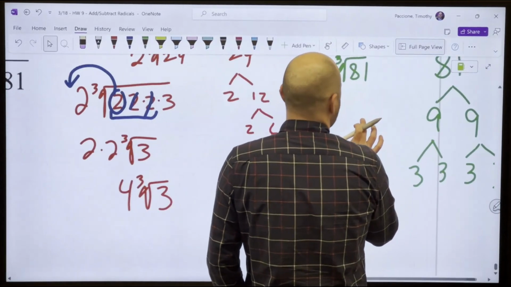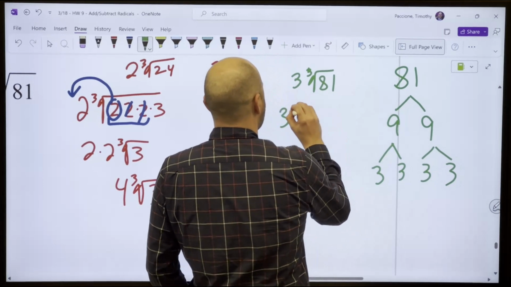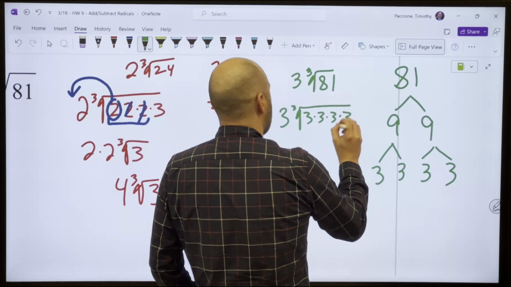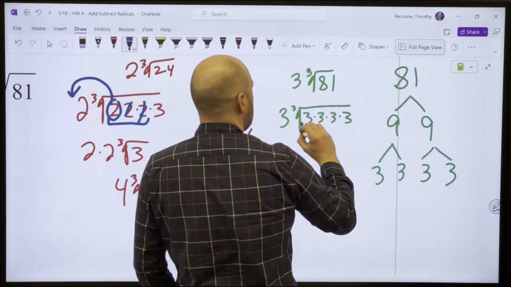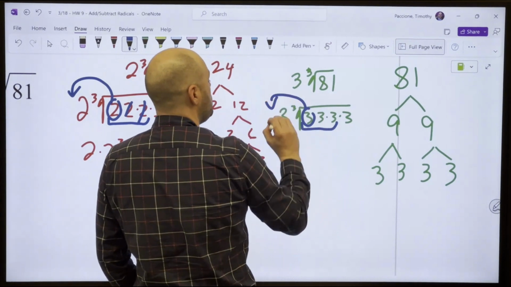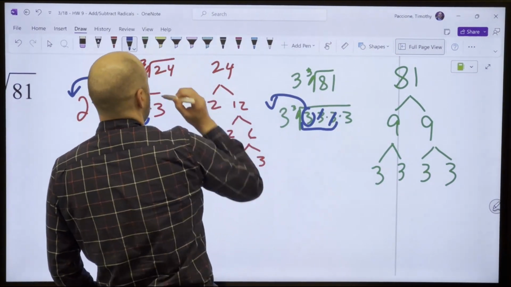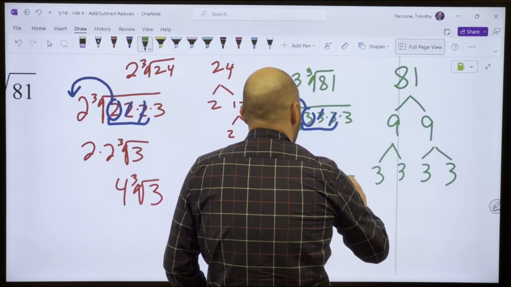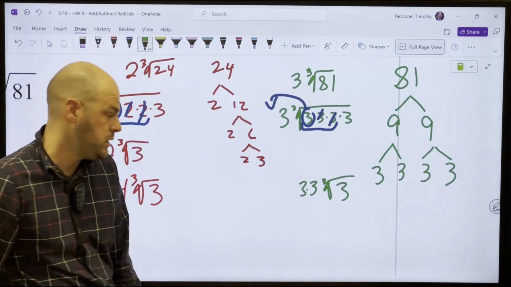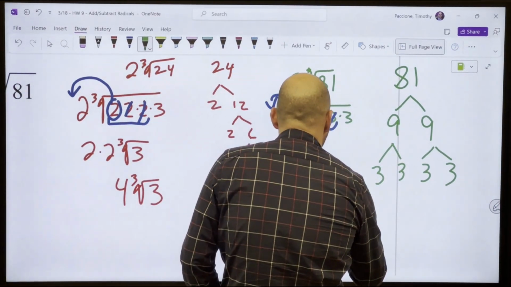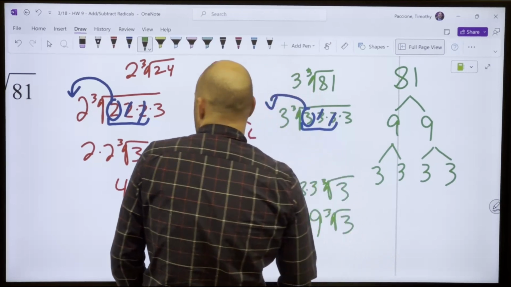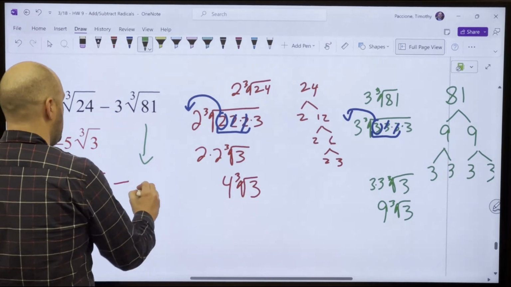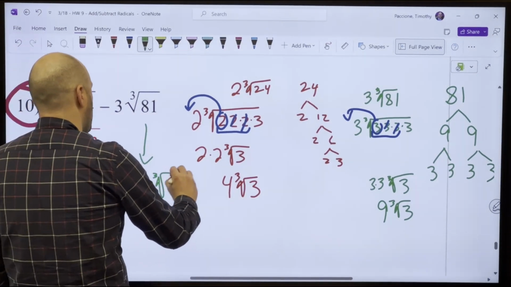So this becomes the 3 times the third root of 3 times 3 times 3 times 3. I'm again looking for that group of 3. Here they are. One comes out, the others go away. And I am left with 3 times 3, third root of 3. That's a lot of 3's. That's 9 cube root of 3. So that goes here, right? So I have 9 third root of 3.